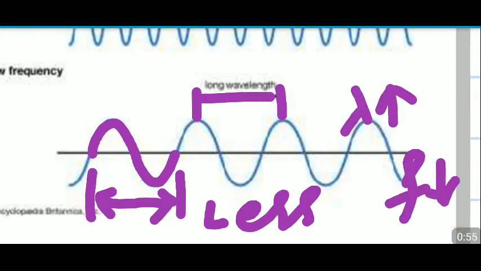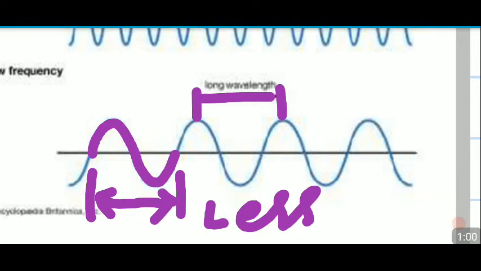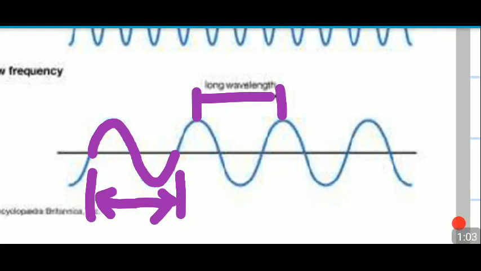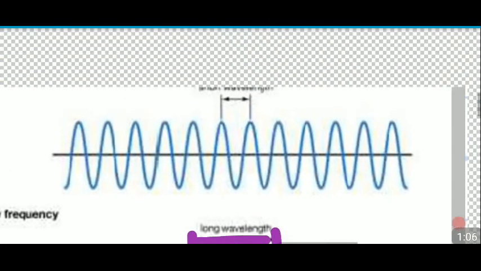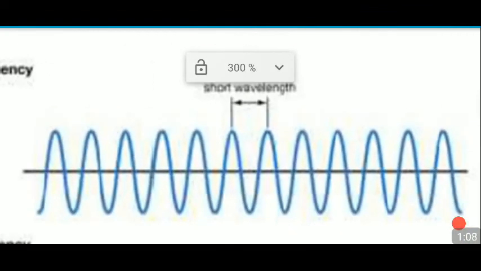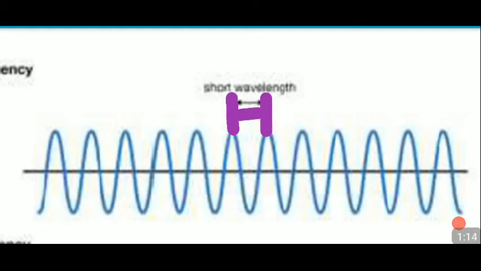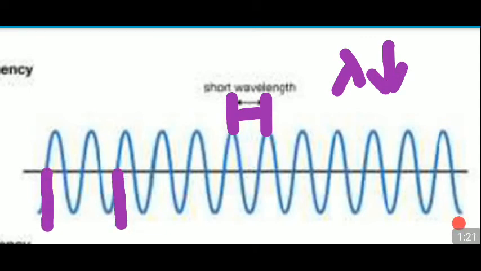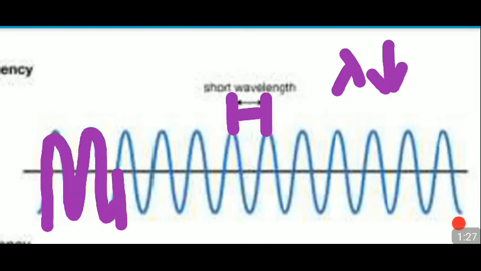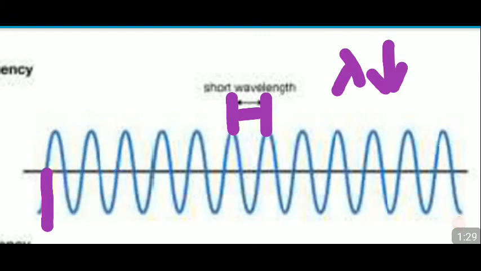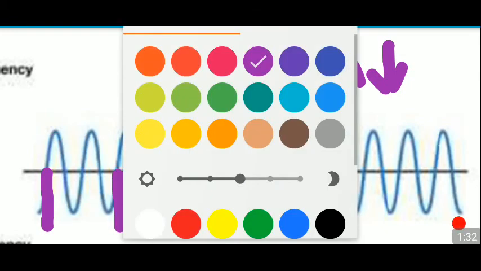Let us understand the other part in one more waveform. Here the wavelength is reduced. We have a reduced, short wavelength. As lambda reduces, what should increase? Frequency will increase. Let us consider a similar time period over here. For the same time period, how many cycles do we have? We have two cycles.